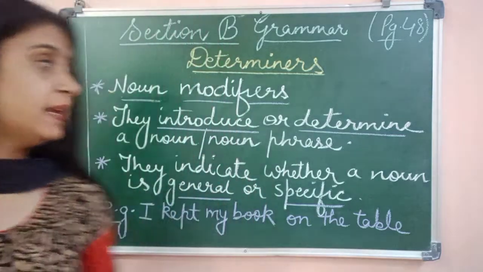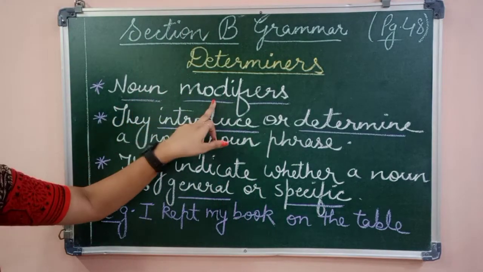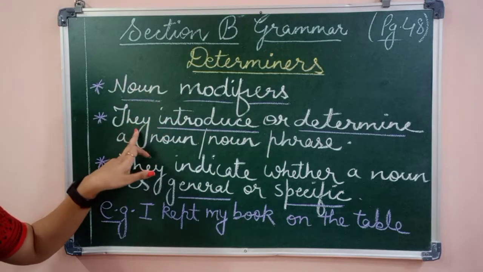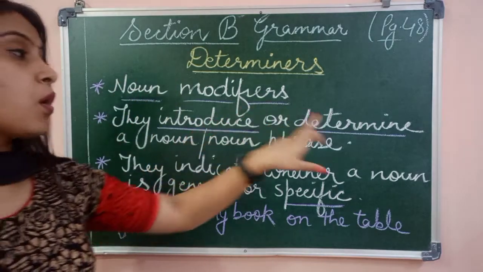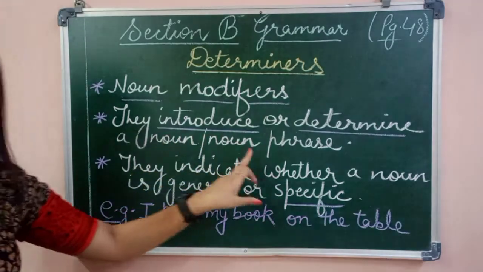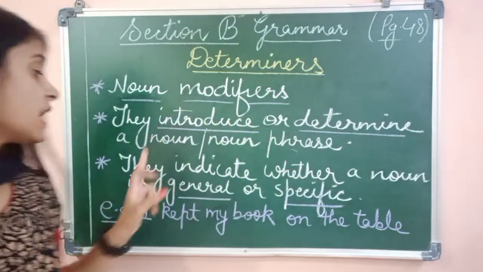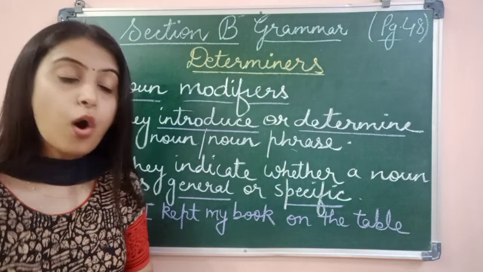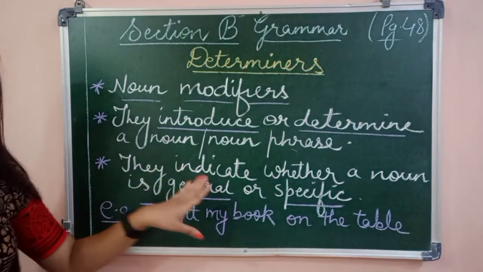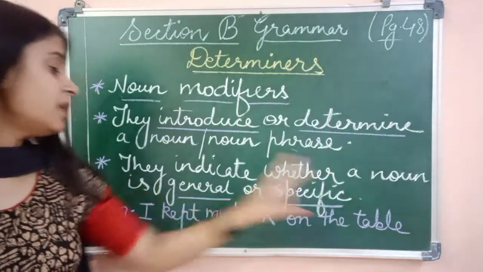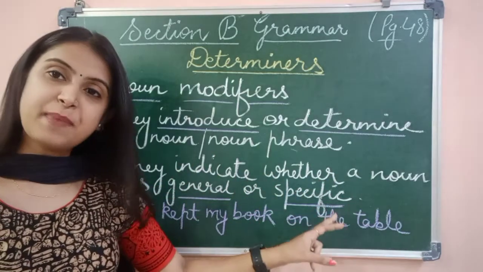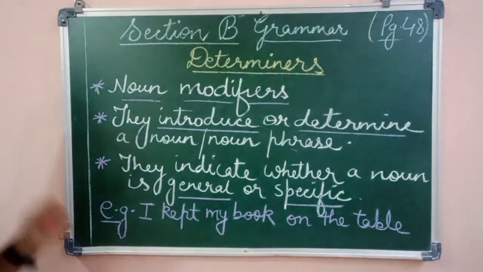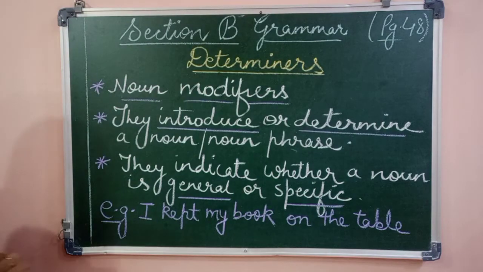Determiners are nothing but noun modifiers. Determiners are the words that introduce or determine a noun or a noun phrase, right? They are the words that talk about any noun, or you can say they are used to indicate whether a noun is general or specific. Okay, now just have a look at the example written on the board.